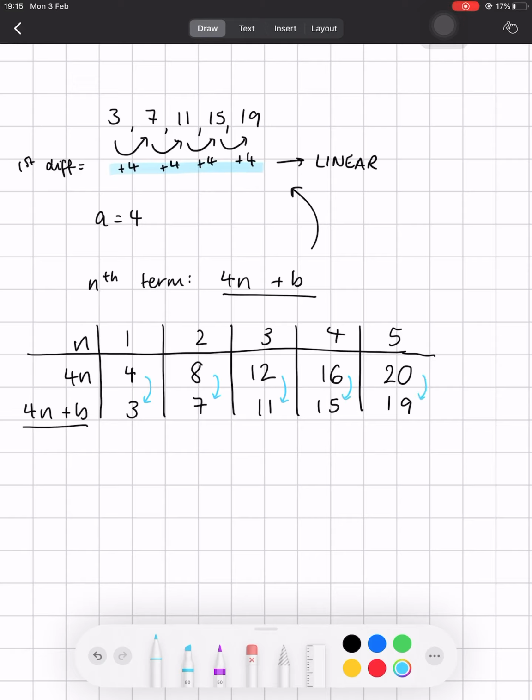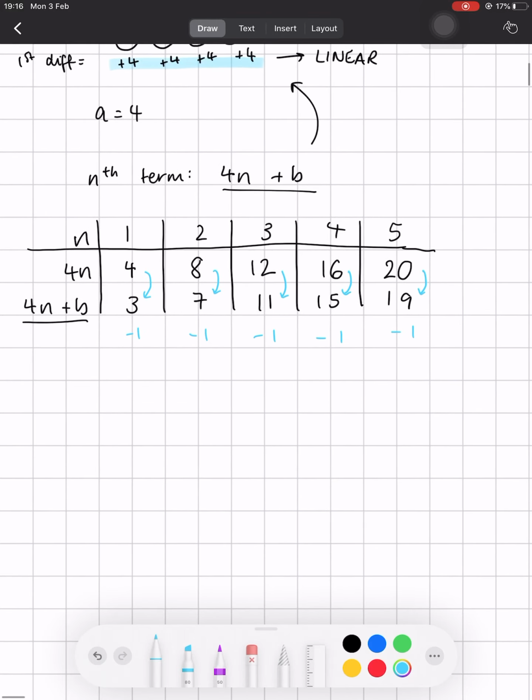So we can see, because it's plus b, it's usually going to be a plus or a minus that you're going to be doing. You're never going to be timesing anything. So to get from 4 to 3, you're subtracting 1. To get from 8 to 7, you're subtracting 1. 12 to 11, subtracting 1. And you can see the pattern that it's always subtracting 1. That means our b is going to equal minus 1.